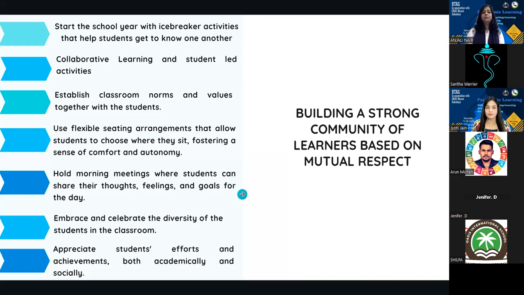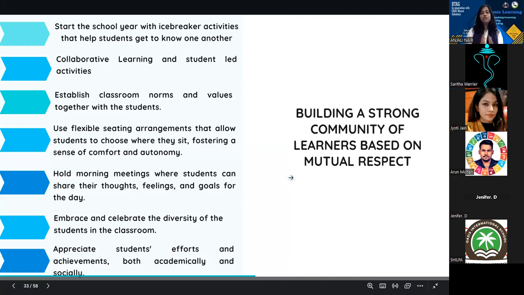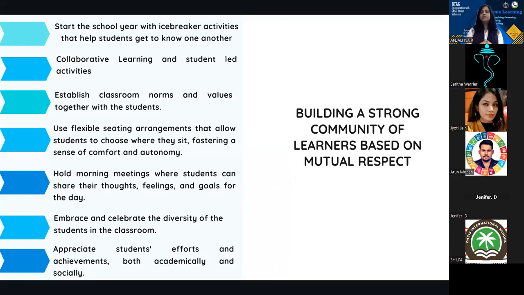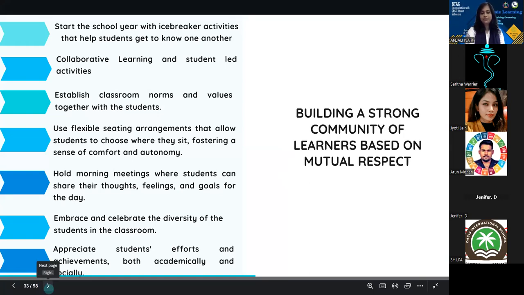And then embrace and celebrate the diversity of the students in your classroom. So you have to accept that each child is unique in your class, and you have to accept the diversity, and you have to appreciate each student's efforts in the classroom. Sometimes, not deliberately, we may ignore a few students in our class. So try to appreciate each child's effort. Every child is unique in his or her own way. So appreciate each child in your class. Let them feel valued. So this is a way to build a community based on mutual respect.